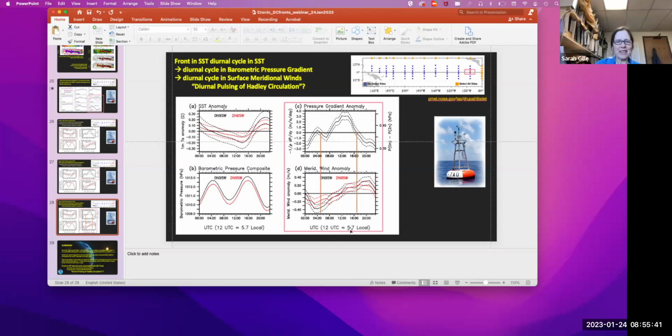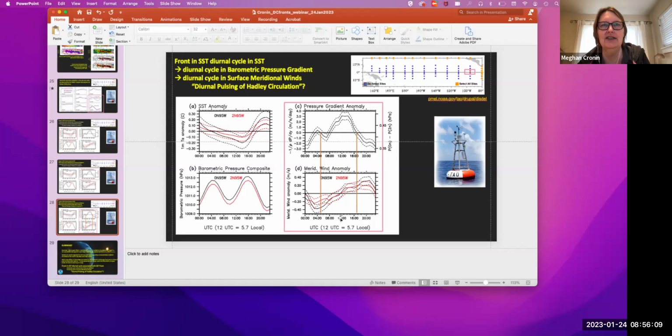Oh, okay, right. We have to correct to local time. Careful, 12 UTC is 5 or 6 local. Okay, so this is about 6 a.m. local. And so you're 8 hours off of that. Okay, look at that carefully then. Yeah, I probably should change this. That was another reviewer comment.